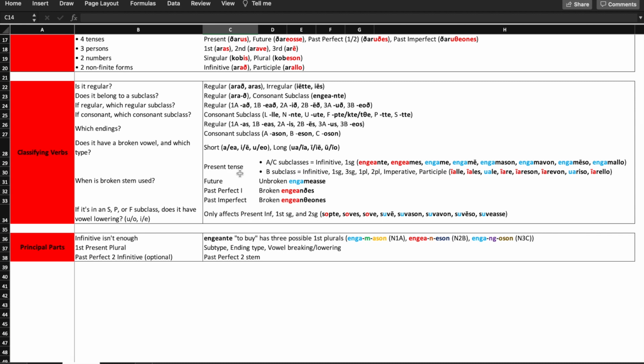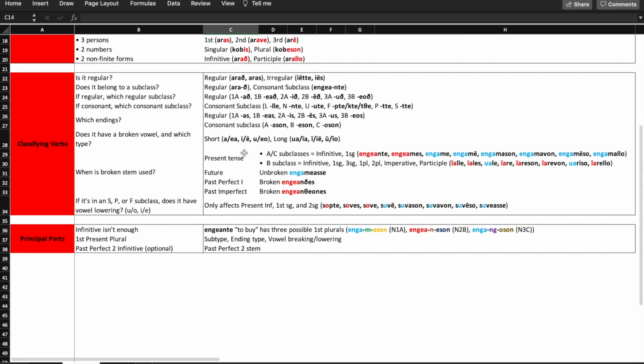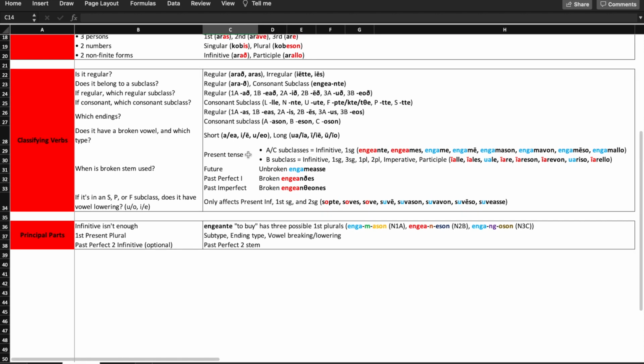Well, in the present tense, that can be identified by looking at which subclass of endings the broken vowel will fall into. It's important to note as well that only consonant subclasses can have vowel breaking. Regular subclasses don't have vowel breaking for reasons that I really can't get into. But in the present tense, A and C subclasses have the broken vowel or the longer vowel in the infinitive in the first person singular, as exemplified by the forms here in red.